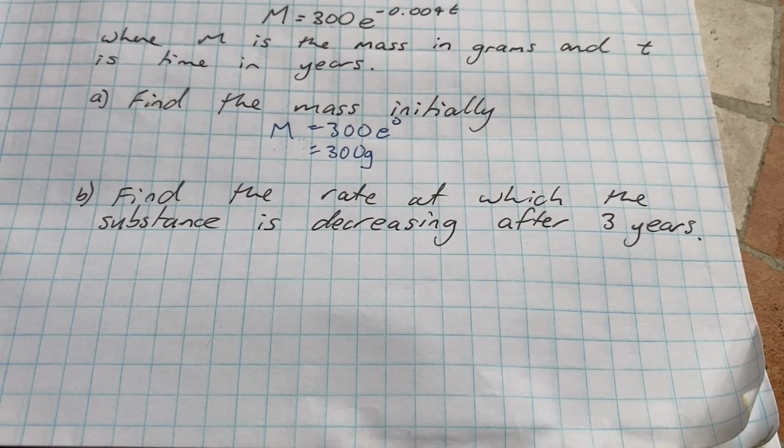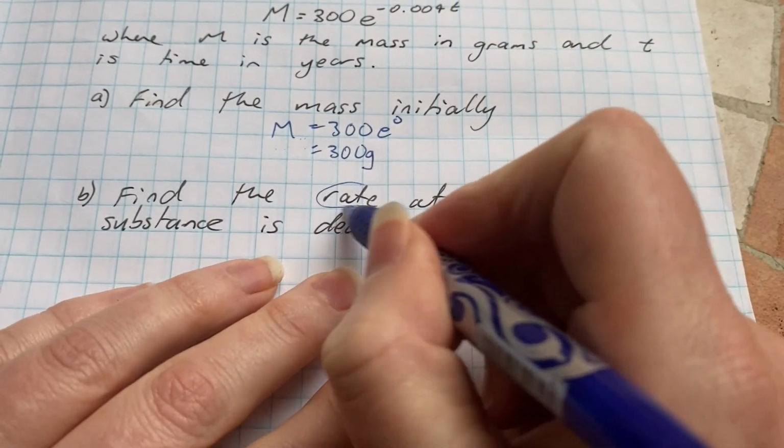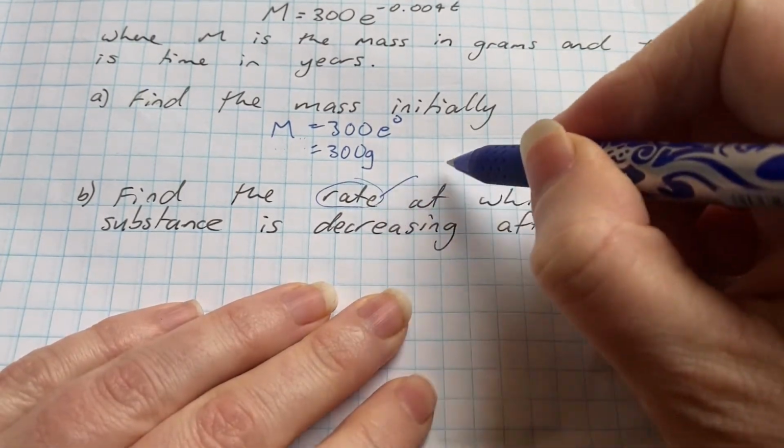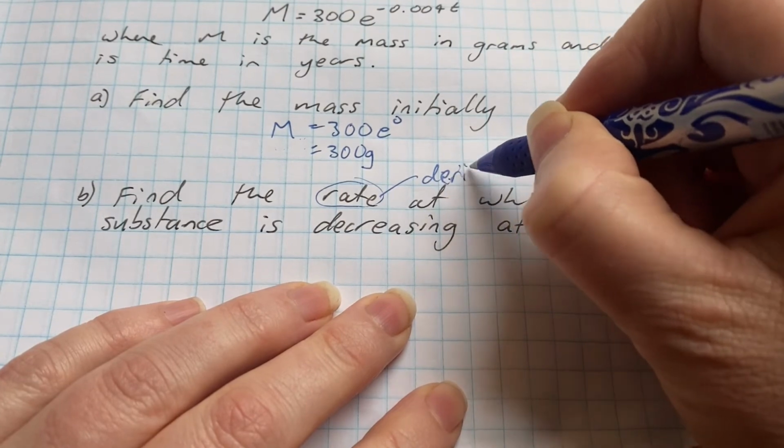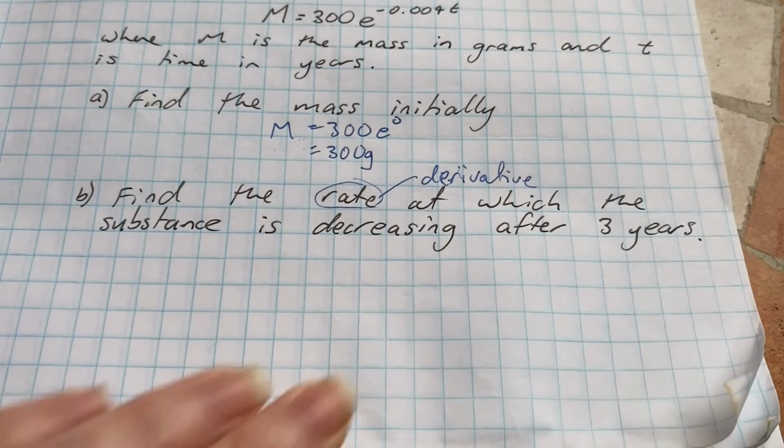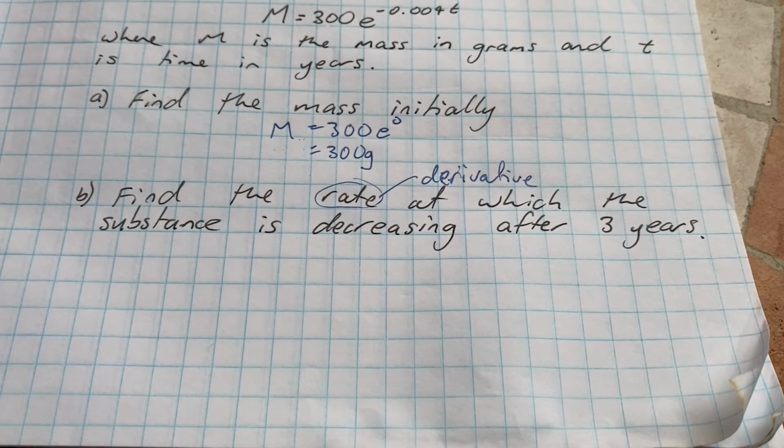In part B, we're asked to find the rate at which the substance is decreasing after 3 years. Now, the word rate tells us it's the derivative. So anytime you see the word the rate at which something's changing, so think like speed, for example, we can find velocity by differentiating. Anytime you see that word rate, you want the derivative.